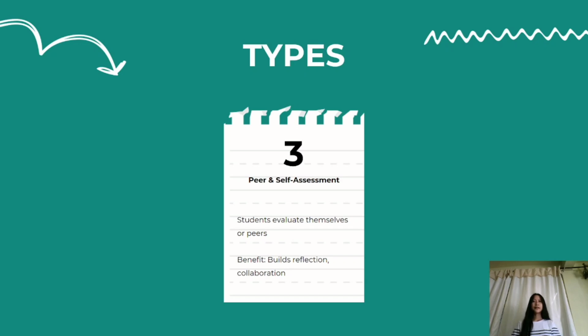Peer and self-assessment. This is another effective method where students evaluate their own work or that of their peers using clear criteria or rubrics. This method builds reflection, encourages collaboration, and helps students take responsibility for their learning.